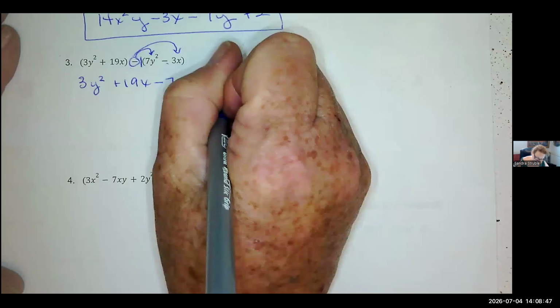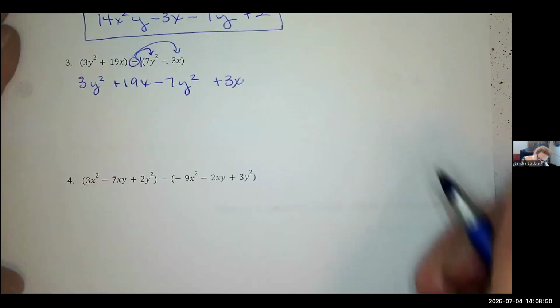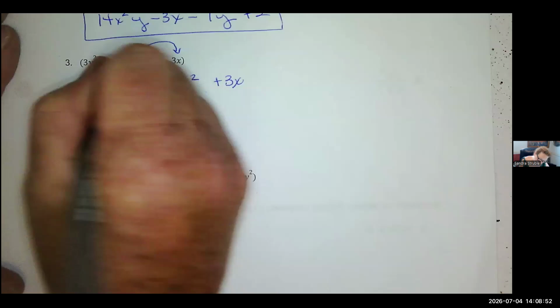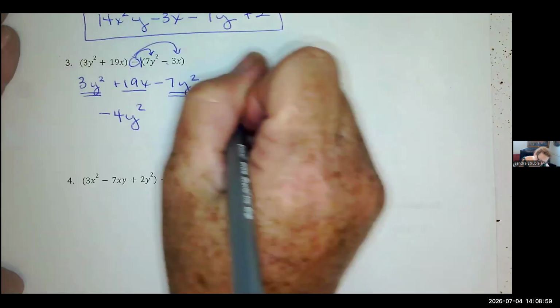All right, now we need to combine like terms. We've got a y squared and a y squared. 3 minus 7 is -4y squared. And then we've got a 19x and a 3x, 19, 20, 22x.